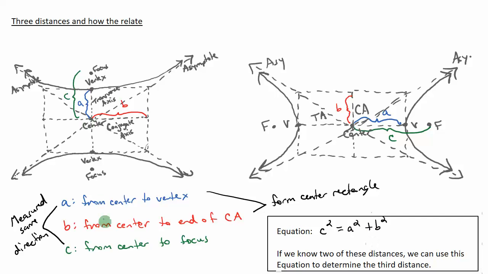Okay, but the distances are very similar to an ellipse. A is from center to vertex. C is from center to focus. That's exactly the same. And then B is from the center in the other direction. So A and C here are both measured up. B then is measured right. Over here B is measured up and A and C are measured right.